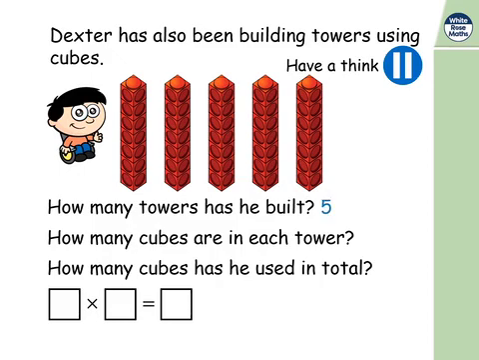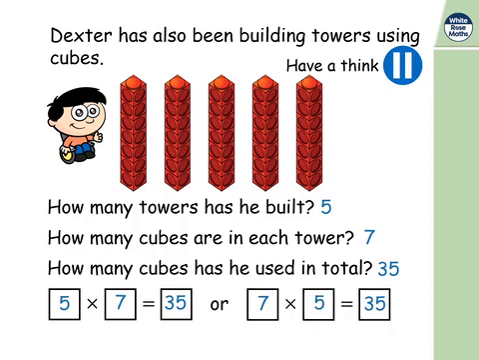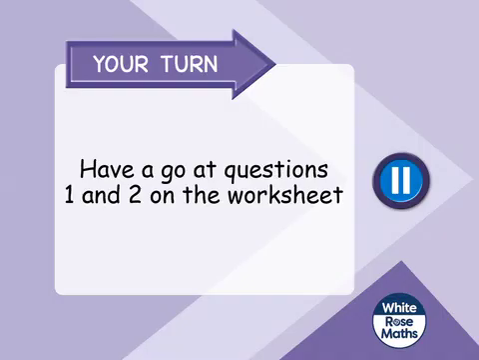That's right, 5 towers with 7 cubes in each tower. So 35 cubes. 5 times 7 is 35, or 7 times 5 is 35. It's your turn now. Have a go at questions 1 and 2 on the worksheet.